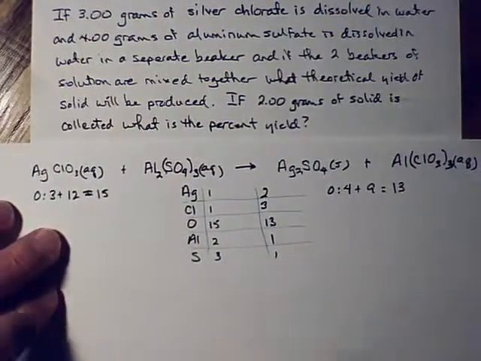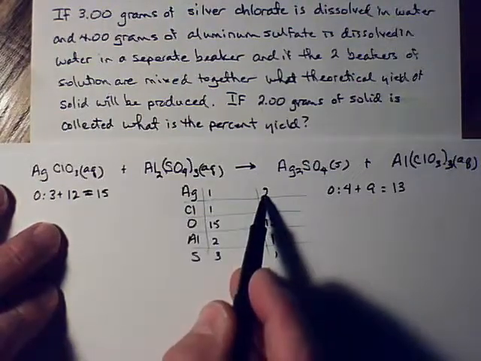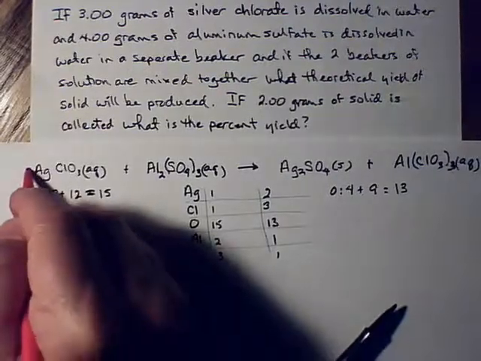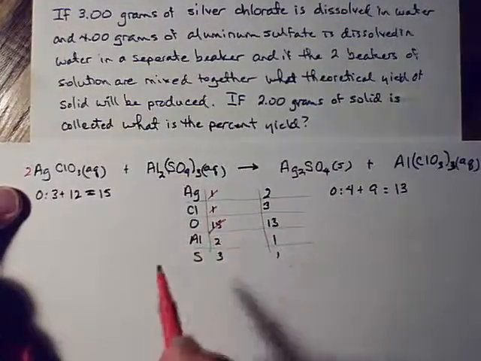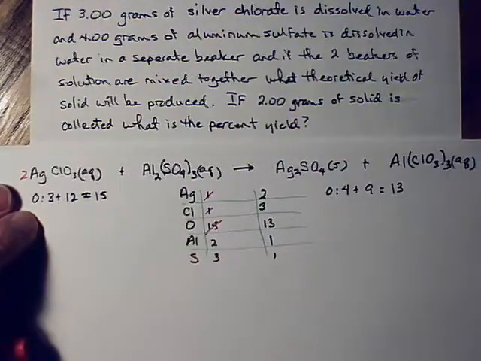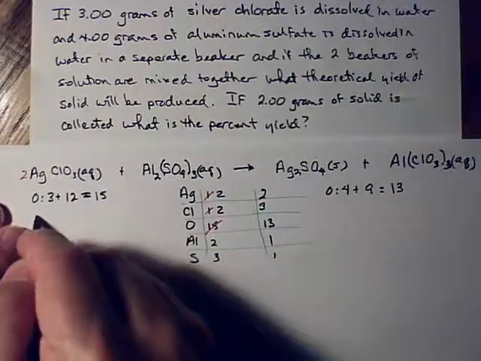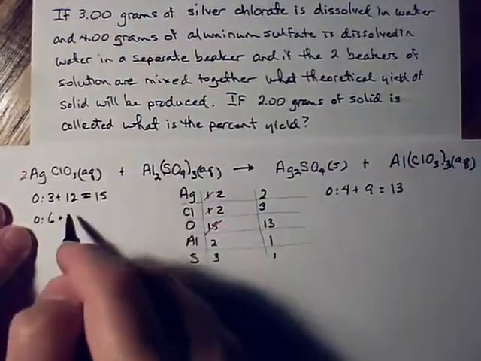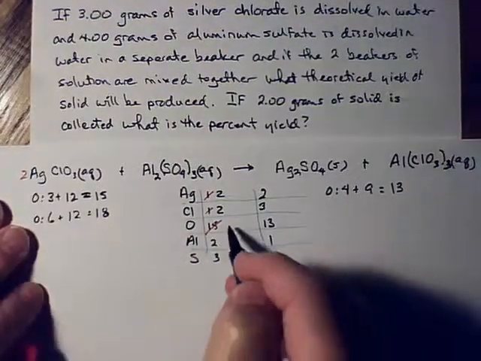Let me go back for the rest of the class to what we're doing here. So I'm looking and I see I have 2 silvers on the right and only 1 on the left. So I want to put a 2 in front of this silver chlorate. It's going to change the number of silvers and chlorines and oxygens. I now have 2 silvers, 2 chlorines, and I'm going to recount the oxygens. 2 times 3 is 6, plus 4 times 3 is 12. So at the moment, I've got 18 oxygens.